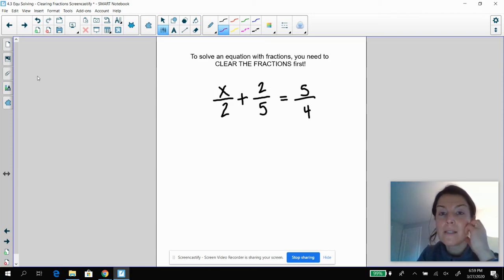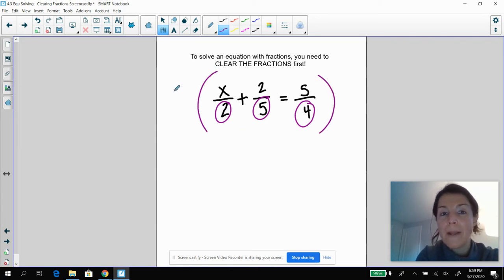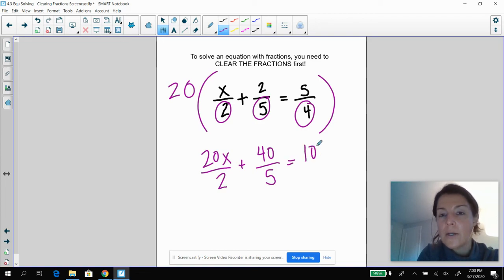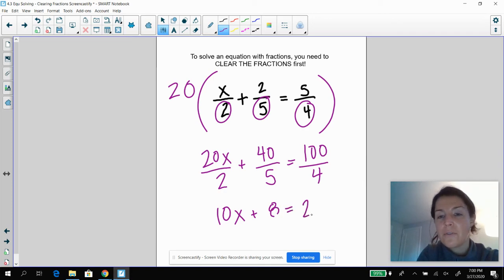All right, so let's try this one. I'm going to pause the video, and I want you to first tell me what the least common multiple is between 2, 5, and 4. All right, so hopefully you said 20. This is the exact same numbers that we saw before. So if we multiply through by 20, look what we get. 20x over 2 plus 40 over 5 equals 100 over 4. So 20x over 2 is 10x, 40 over 5 is 8, and 100 over 4 is 25. And then you would solve. So you'd subtract 8 from both sides and then divide by 10. Those same problems that we've seen before.